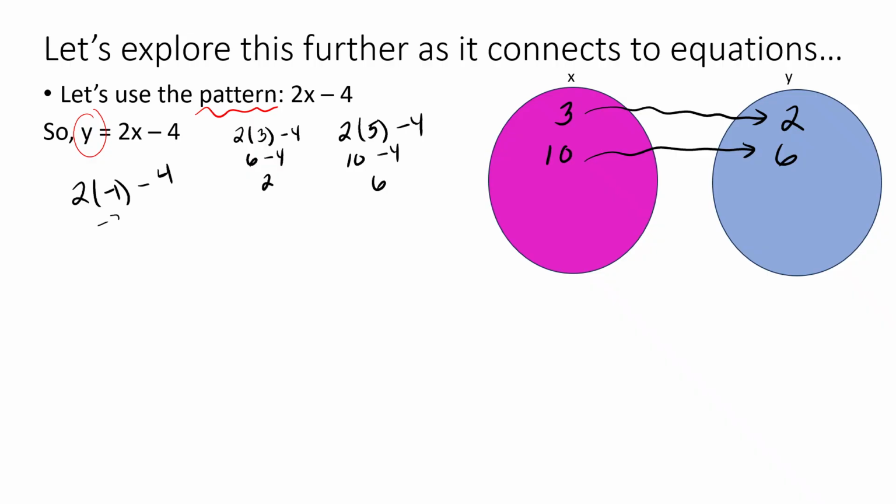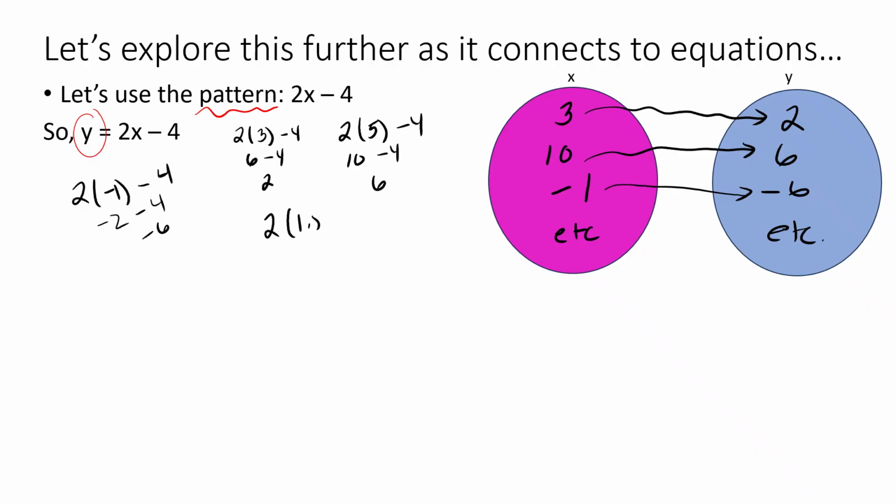2 times negative 1 is negative 2, minus 4 is negative 6. So negative 1 maps over to negative 6, etc. And so when you start really talking about domain and range, we might even say, is there anything I couldn't pick for my domain there? Like, could I pick like 1.5?